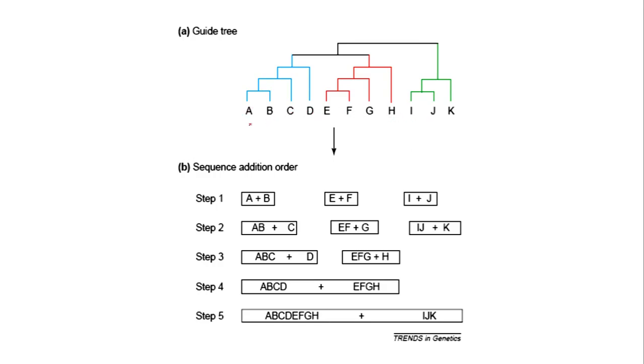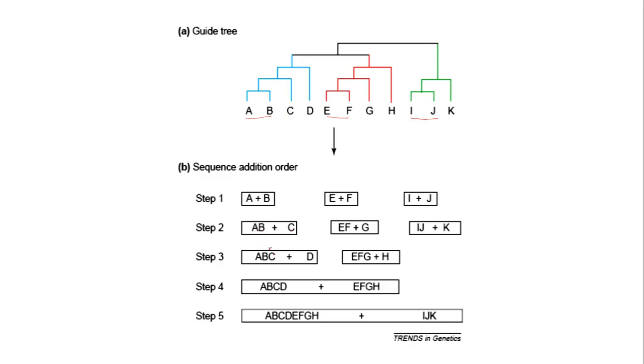Say, for example, in this guide tree you can see A and B are most closely held together, E and F are most closely held together, and I and J are present very close to each other. So in this way you would first align these closely related sequences from the guide tree, then the next neighbor of this A and B alignment would be C. You can end up adding your C to the already aligned A and B.